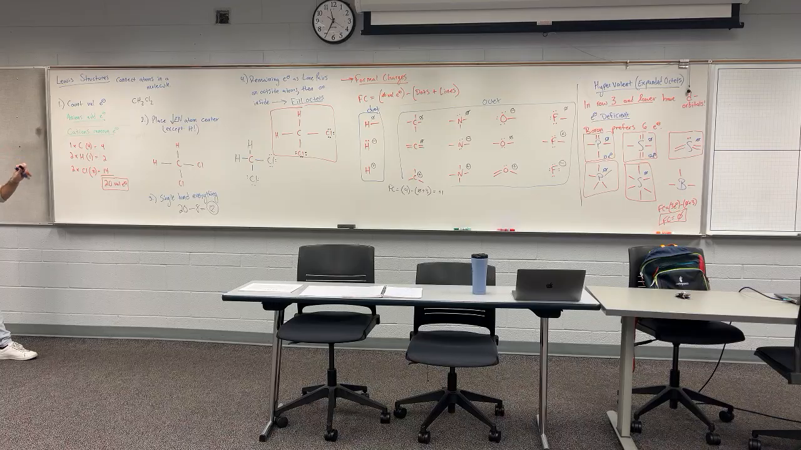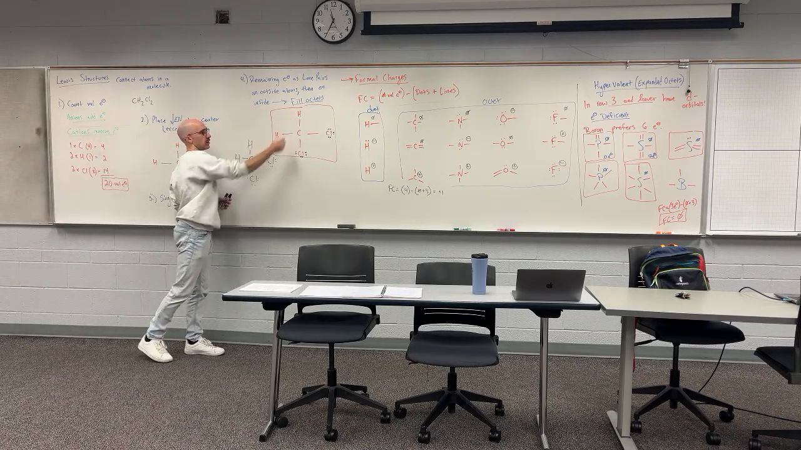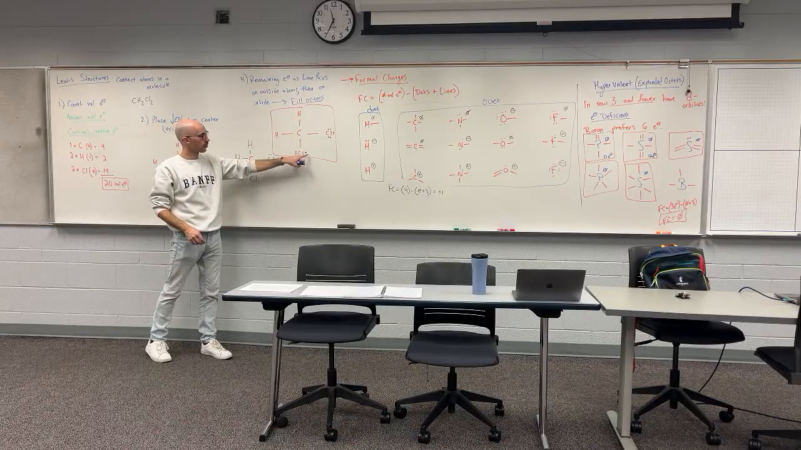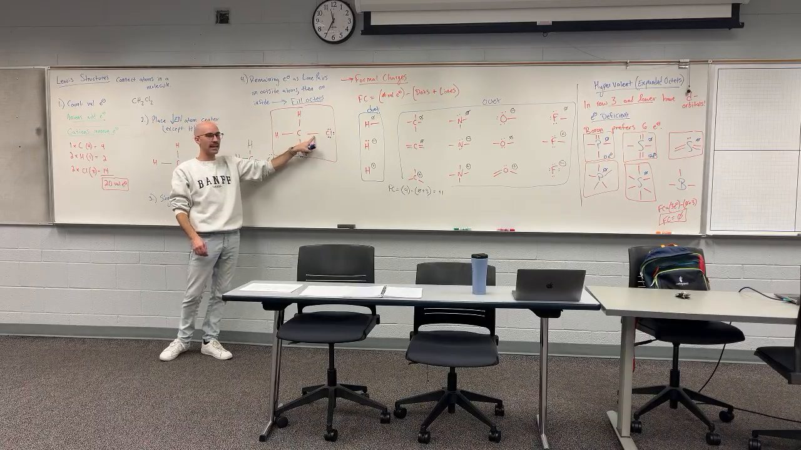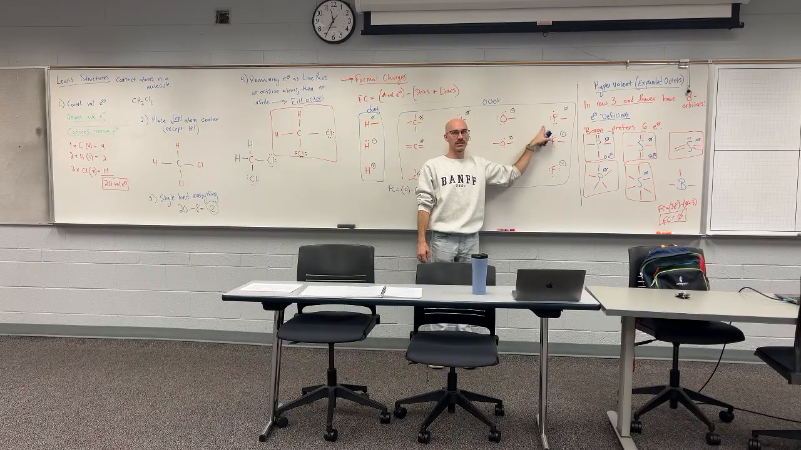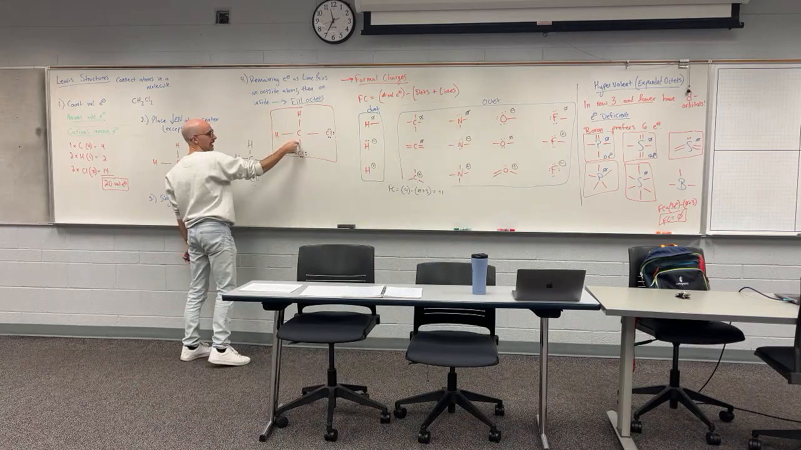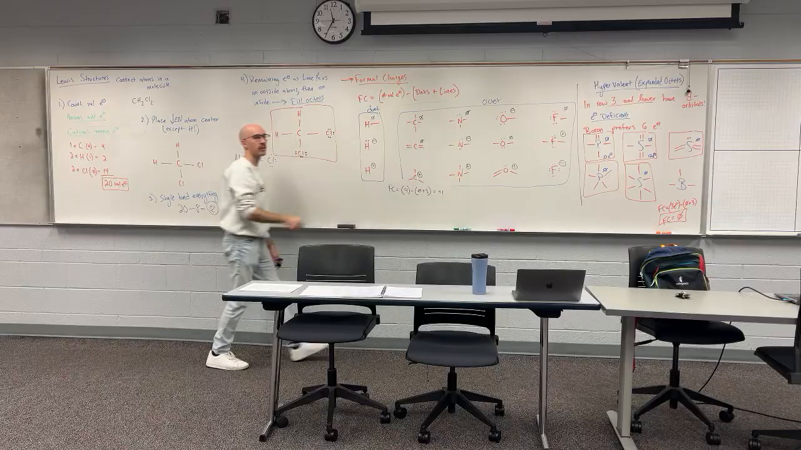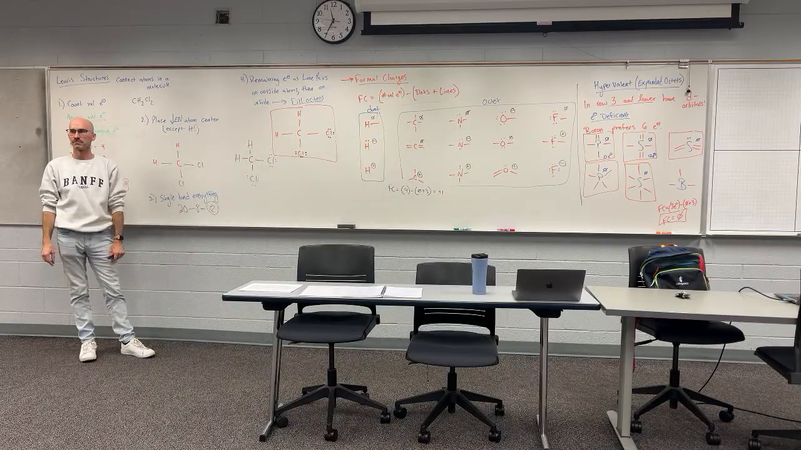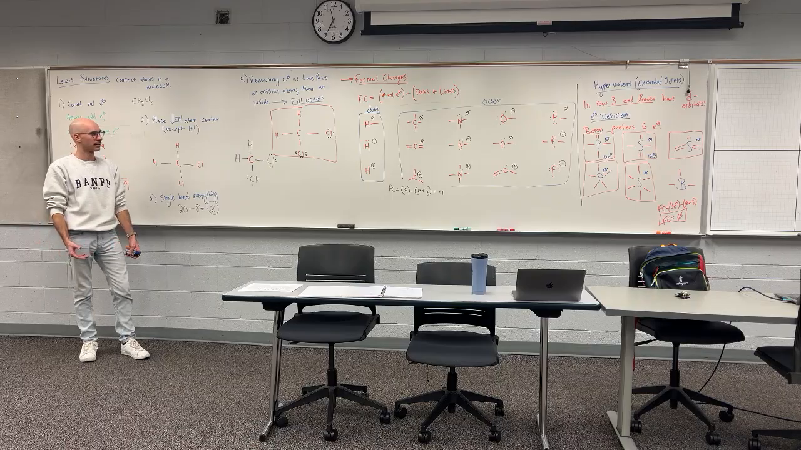Did I satisfy everyone's octets? Hydrogen has its 2. Chlorine: 2, 4, 6, 8. 3 lone pairs, 1 bond, just the way we saw halogens like to bond. And carbon: 2, 4, 6, 8. 4 bonds, just the way we saw carbon likes to bond. Dichloromethane, DCM. That's its structure. That shows how the electrons are involved in holding the atoms together.